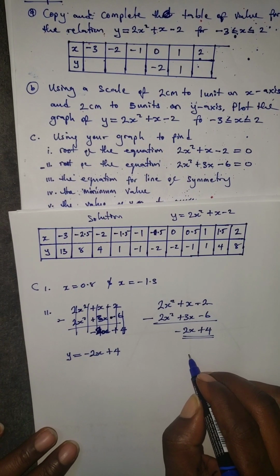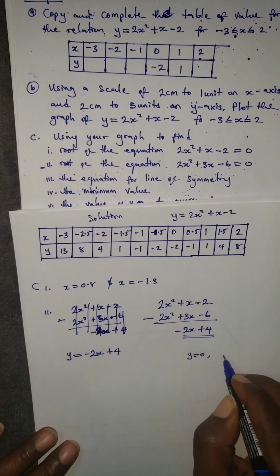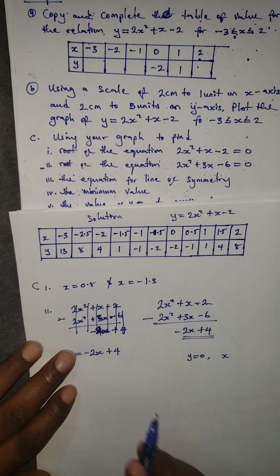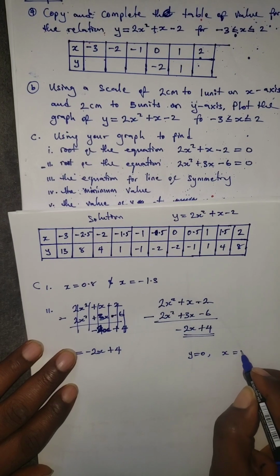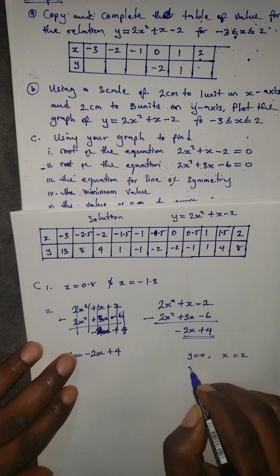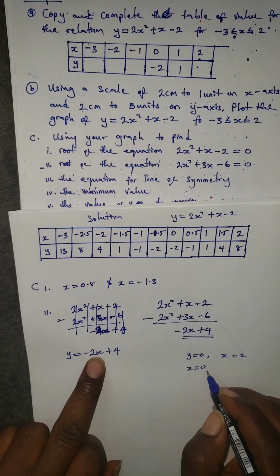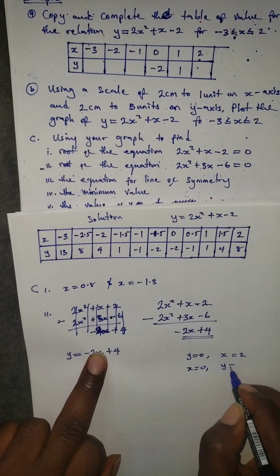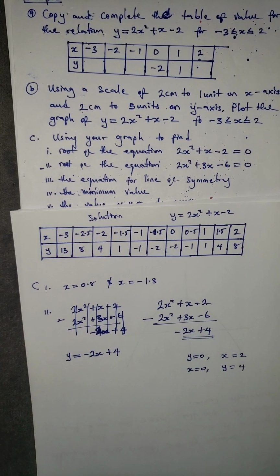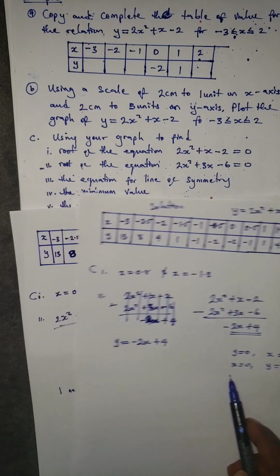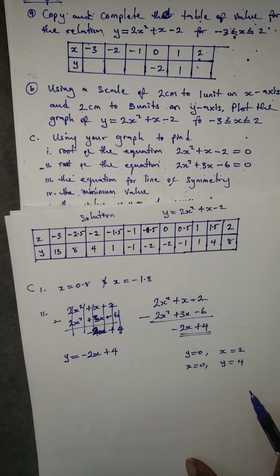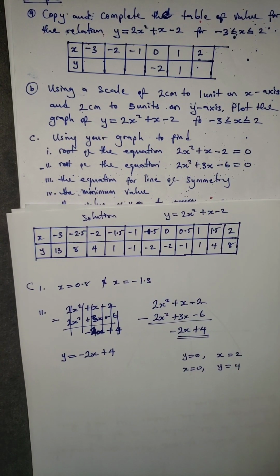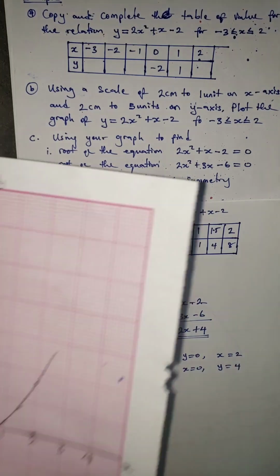So when you make y equal to 0 here, x equals 2, and when you make x equal to 0, y equals 4. So we are going to use this now and plot our straight line.